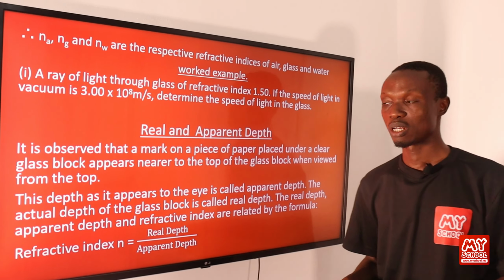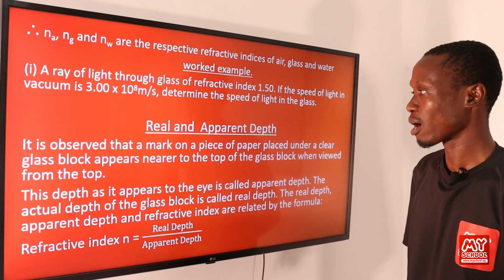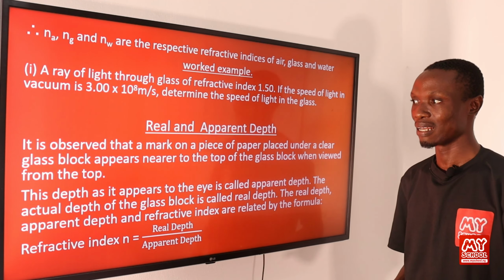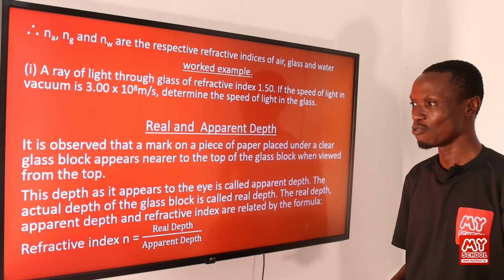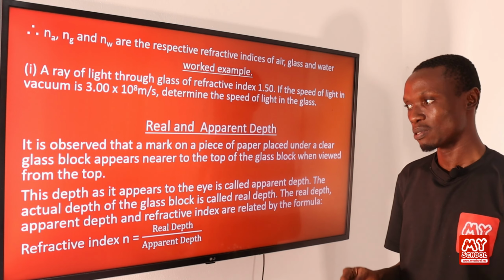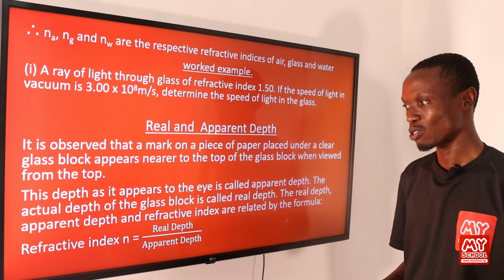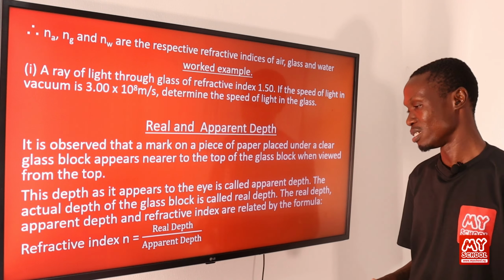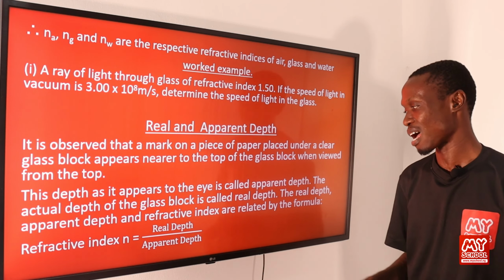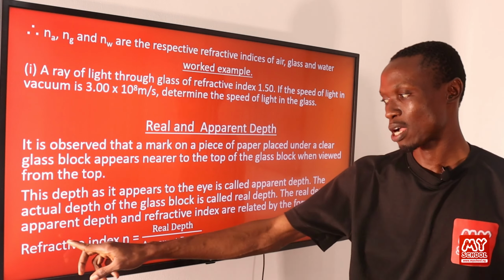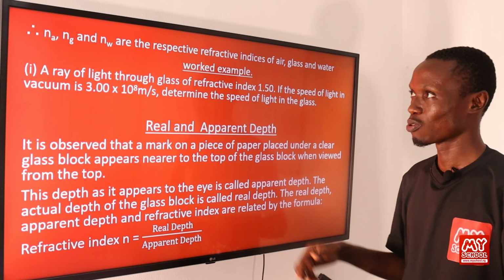So here we are going to be looking at real and apparent depth. It is observed that a mark on a piece of paper placed under a clear glass block appears nearer to the top of the glass block when viewed from the top. Now, this depth, as it appears to the eye, is called apparent depth. The actual depth of the glass block is called real depth. So the real depth, the apparent depth, and the refractive index are related by the formula. Refractive index is equal to real depth all over apparent depth. So let's move to the next slide.